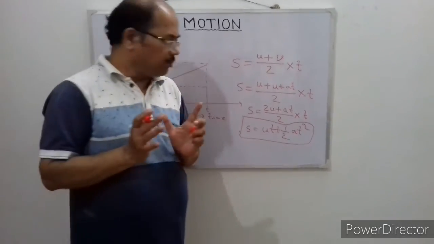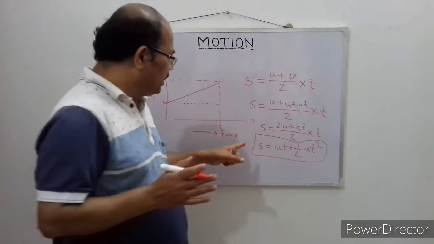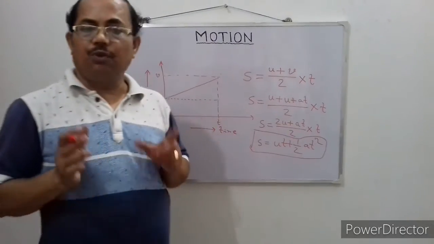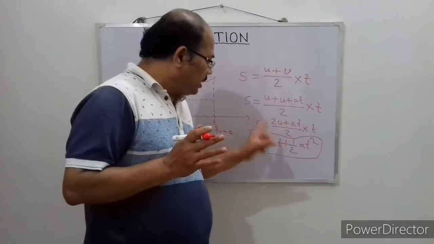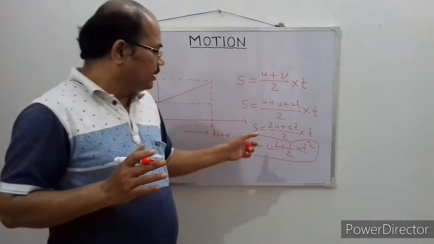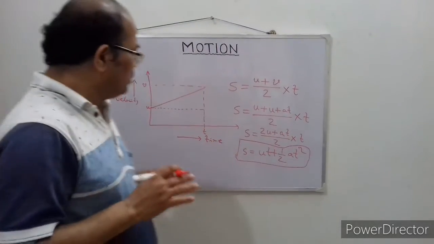So for numerical problems, if v is not given, meaning final velocity is not given, then among s, u, t and a, one will not be given and the others will be given, and by that we can simply solve and find out the unknown variable. Okay.